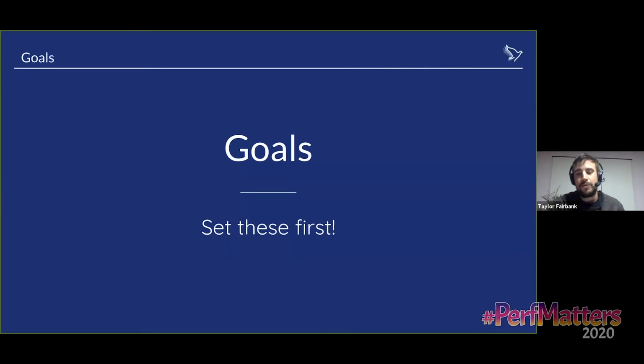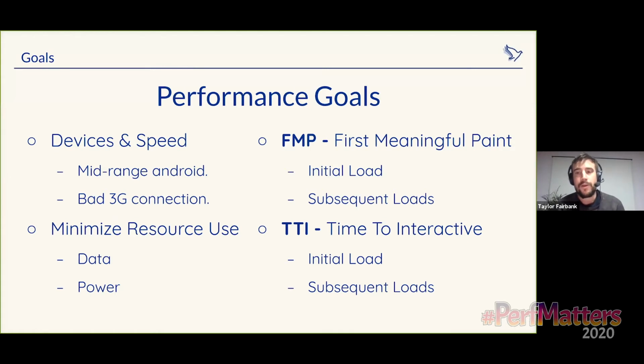Cool. So definitely start with performance goals. What are we looking at here? For this talk and for our application on the devices and speed side, we're trying to emulate a mid-range Android device with a bad 3G connection. So the bad connection we're going to say is 400 kilobytes a second of bandwidth and a 400 millisecond latency on that round trip request response time. For the mid-range Android device, we can use a 6 times slowdown in the Chrome web dev tools to simulate that. We really want to minimize data and power use.